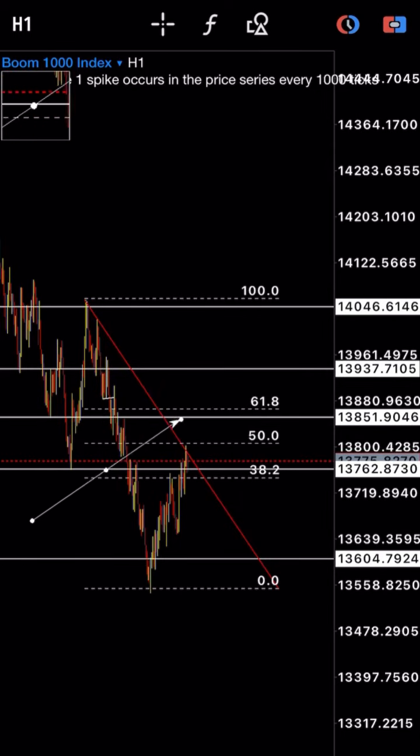And now at that 61.8%, I have my support and resistance level there. That's two confluences, but I'm not teaching about confluence. I'm just teaching you Fibonacci right now.